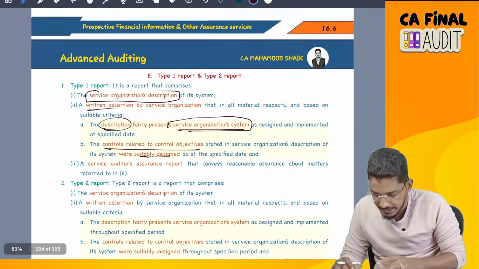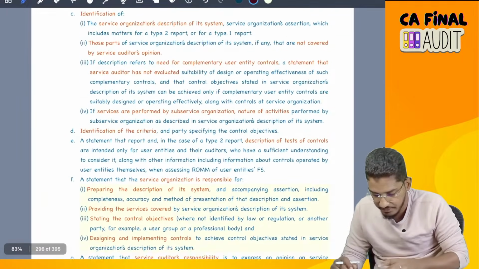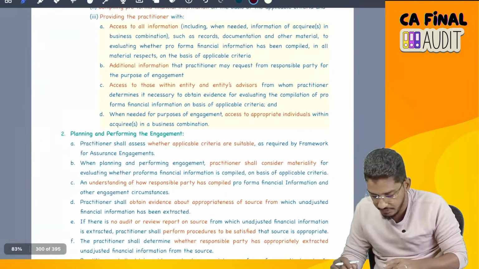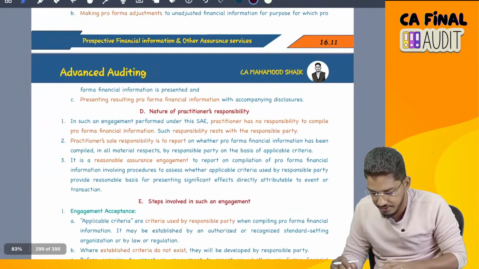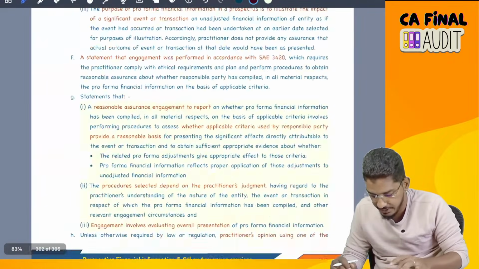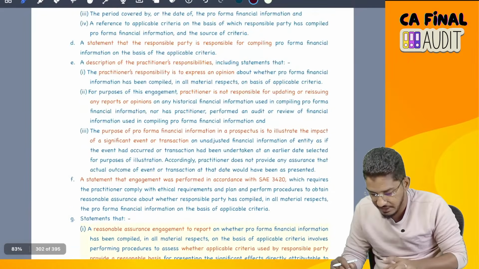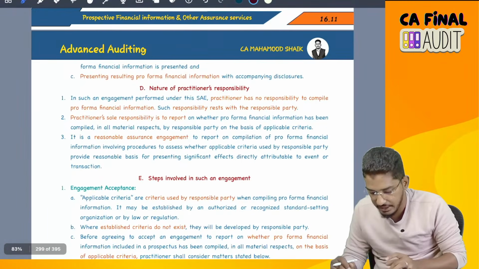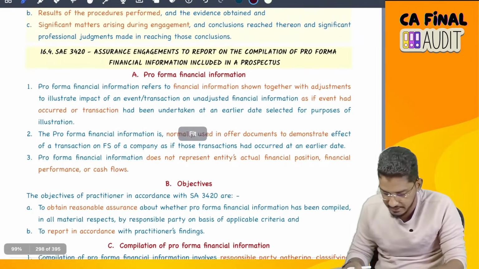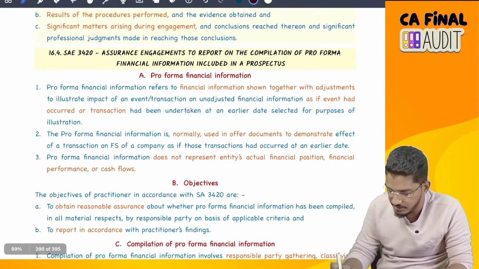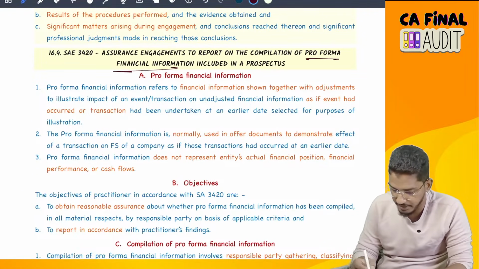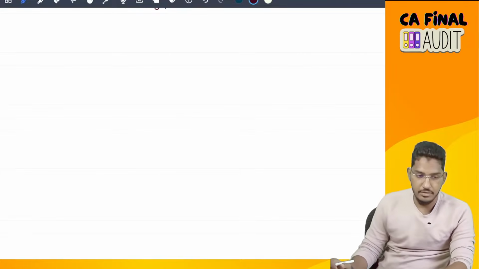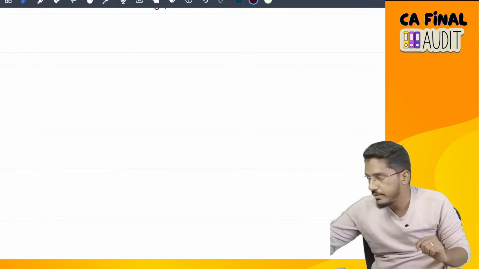Yeah. SAE 3420 is the standard which is going to talk about how to conduct an audit of pro forma financial information. So here also first we have to become clear on the meaning of pro forma financial information. If we could understand pro forma financial information, then understanding the standard becomes relatively easy, right? So what is pro forma financial information? Let me explain that in a brief manner, then we will proceed further.